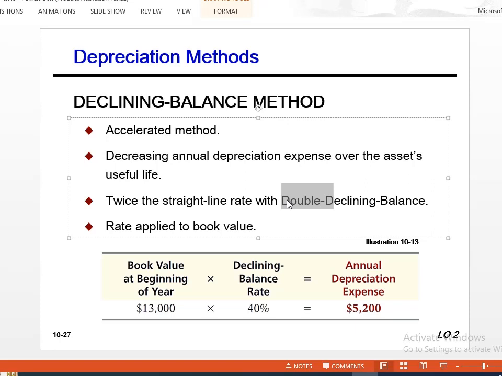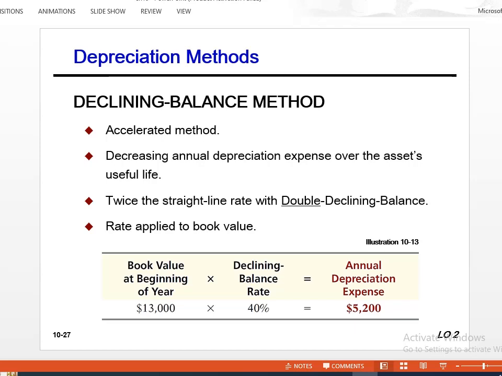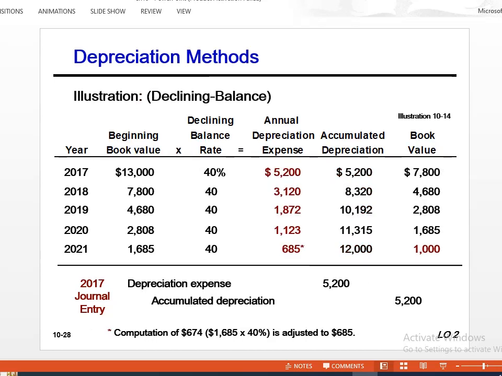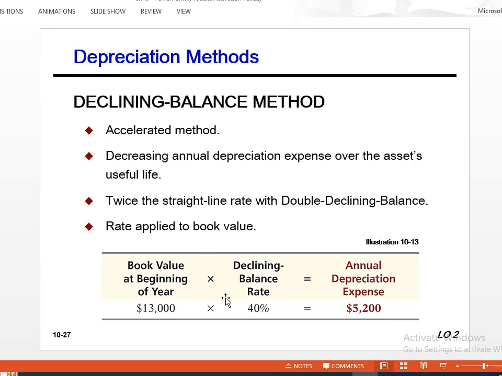Double declining balance method says double the rate of the straight line depreciation method. We calculated the straight line depreciation rate in our previous question, where we were calculating the straight line depreciation. If you remember, look here, it's 20%. So we need to double it. If we need to double this rate, we multiply it by 2. So if I multiply the rate by 2, it becomes 40%. 20% was the straight line rate, multiplied by 2, it becomes 40%.